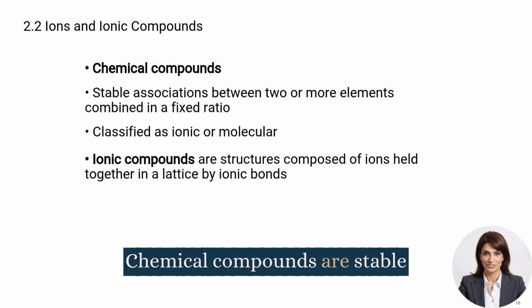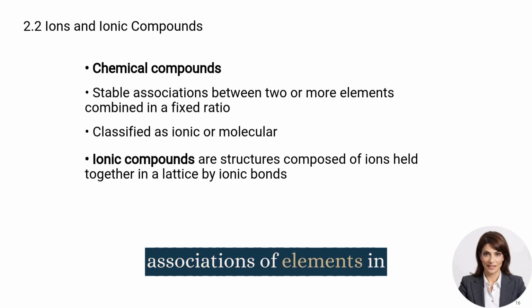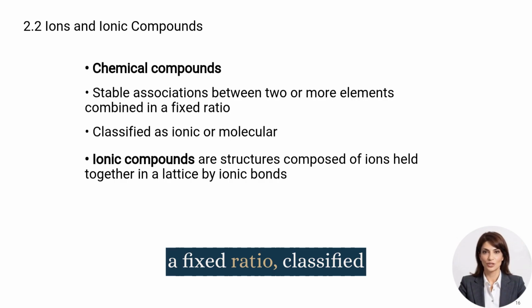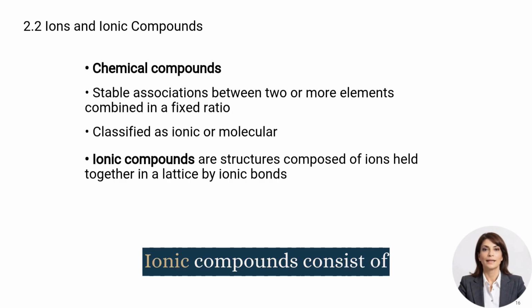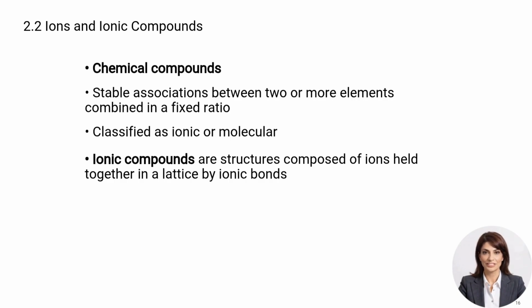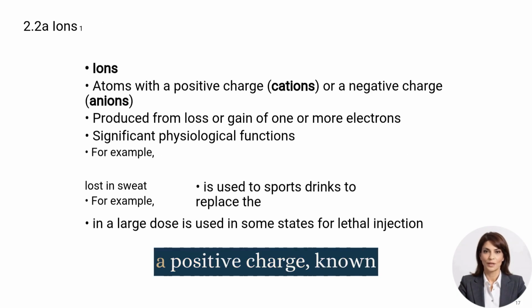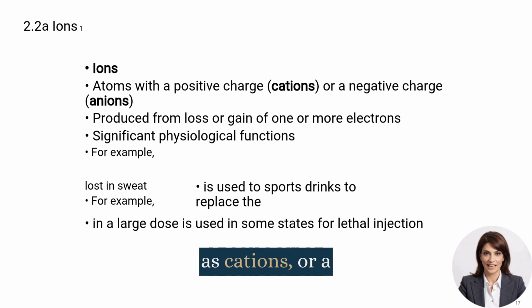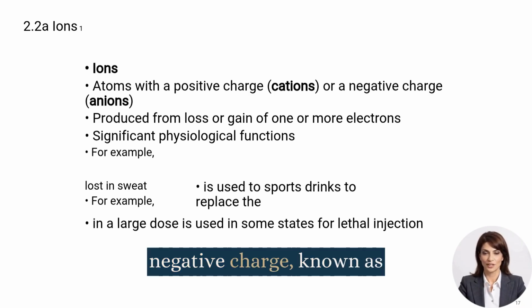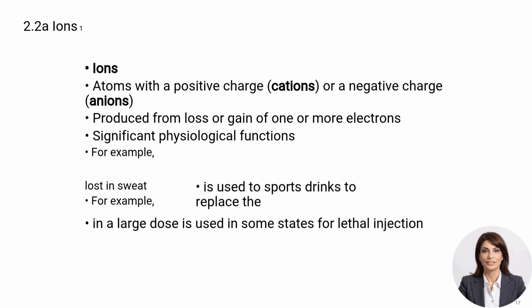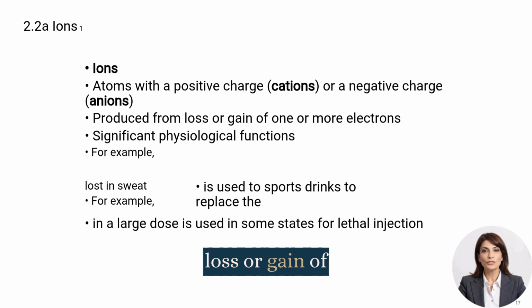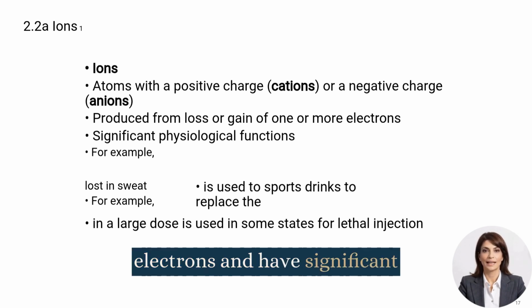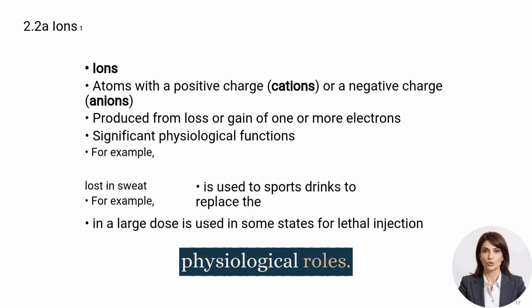Chemical compounds are stable associations of elements in a fixed ratio, classified as ionic or molecular. Ionic compounds consist of ions held together in a lattice by ionic bonds. Ions are atoms with a positive charge, known as cations, or a negative charge, known as anions. They form through the loss or gain of electrons and have significant physiological roles.